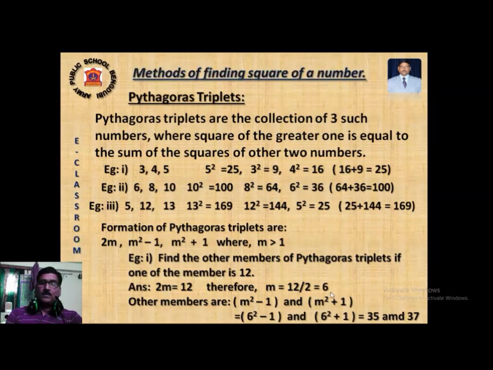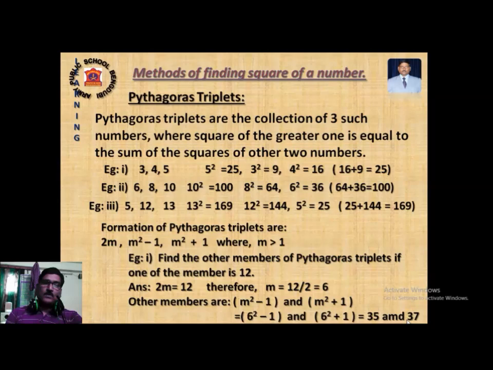Then what will be the other members? m square minus 1, that is 6 square minus 1, and m square plus 1, that is 6 square plus 1. I am getting 35 and 37. Clear? So the Pythagoras triplets are, with the one member already given, 12, 35, 37. So this way we can find out the members of the Pythagoras triplet.